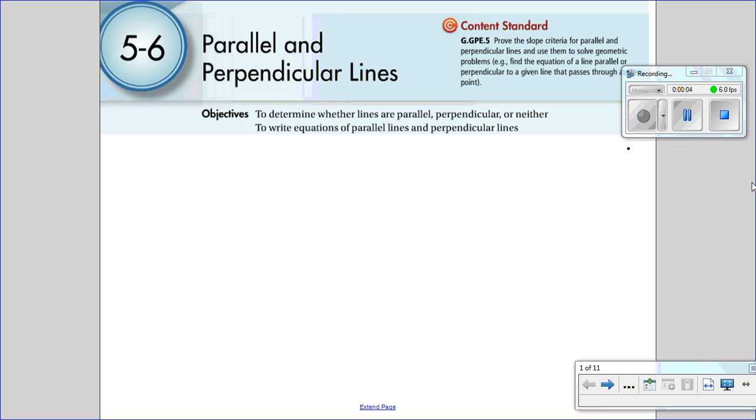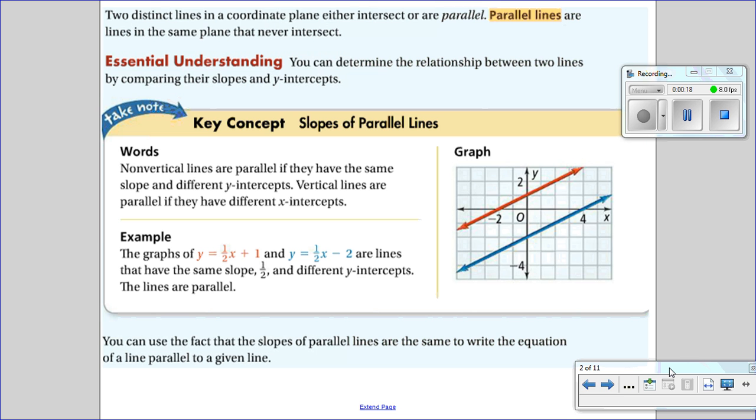This chapter 5, section 6 is dealing with parallel and perpendicular lines. So our objective is to determine whether lines are parallel, perpendicular, or neither. And then finally, write equations of parallel lines and perpendicular lines. So the first thing is that we make sure we understand what both of these things are.